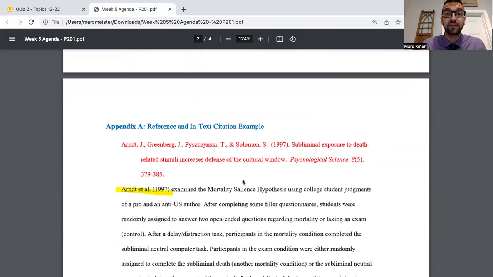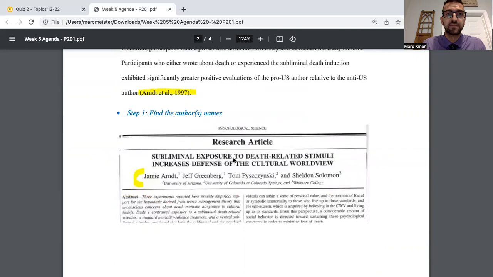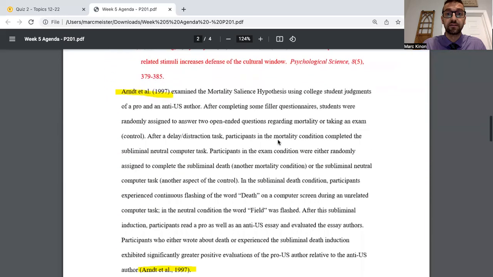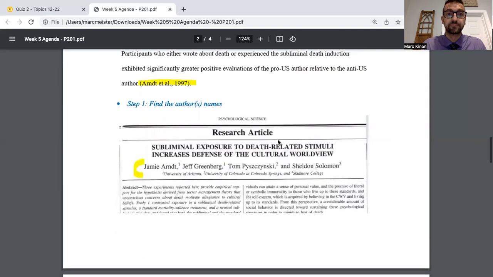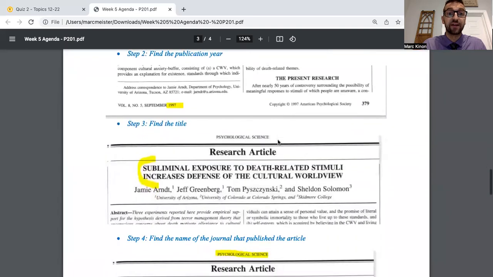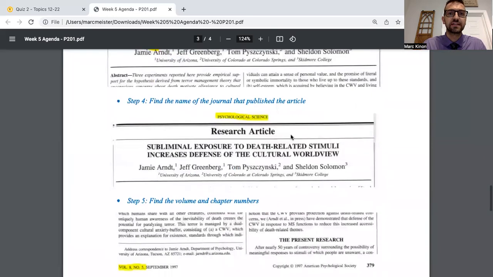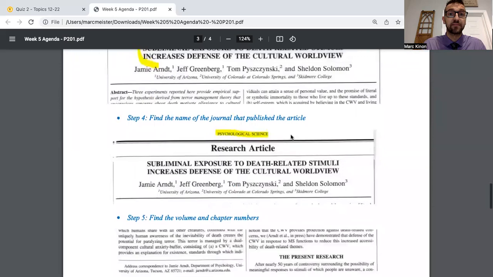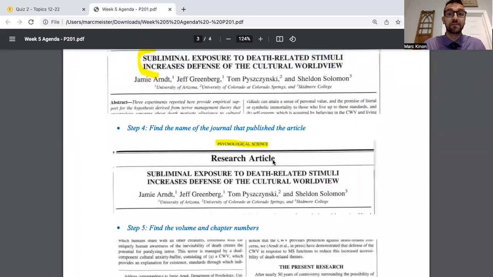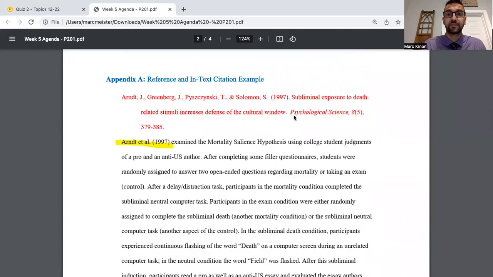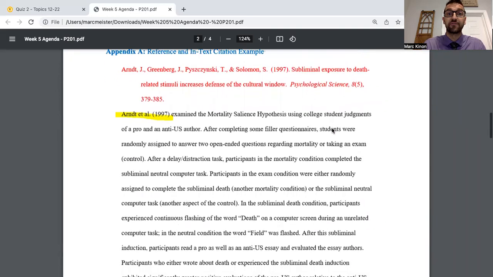And then the title of the article, that's usually at the top. Subliminal exposure to death-related stimuli increases defense of the cultural worldview. Perfect, there we are. Step 3, find the title. Okay, we just did that. Step 4, find the name of the journal. This is usually at the top or the bottom. Okay, in this case, it was at the top. It's called Psychological Science. There you go. So follow that format.